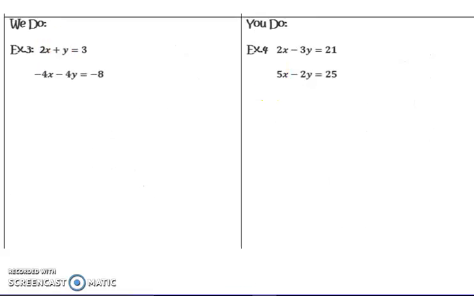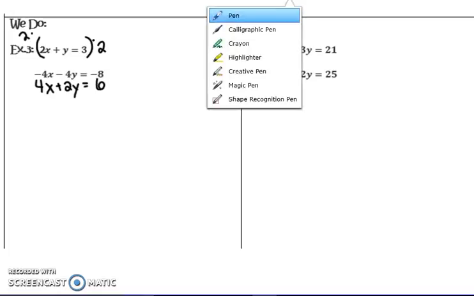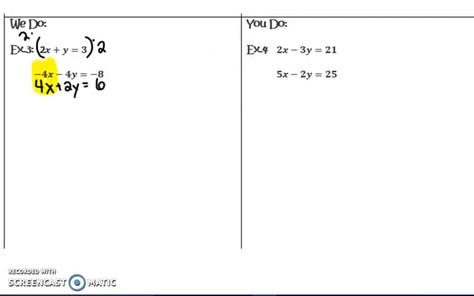If we look at example 3, both of my equations are in standard form. I have 2x plus y equals 3 and negative 4x minus 4y equals -8. In order to get something to cancel, I need opposite terms. I'm going to multiply my top equation by 2 because now I'm going to get 4x plus 2y equals 6. Well, 4x and negative 4x cancel each other out.